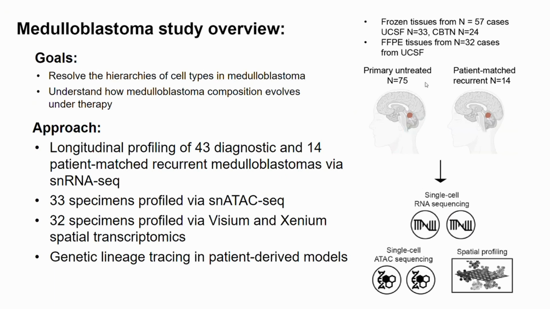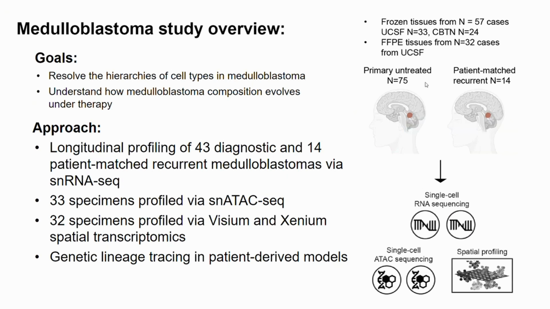We've looked at 57 frozen specimens, 32 FFPE specimens. A critical cohort was provided by CBTN: patient-matched, treatment-naive brain tumor specimens, and recurrent patient-matched tissue as well. And these will be critical for understanding the longitudinal evolution of this disease.